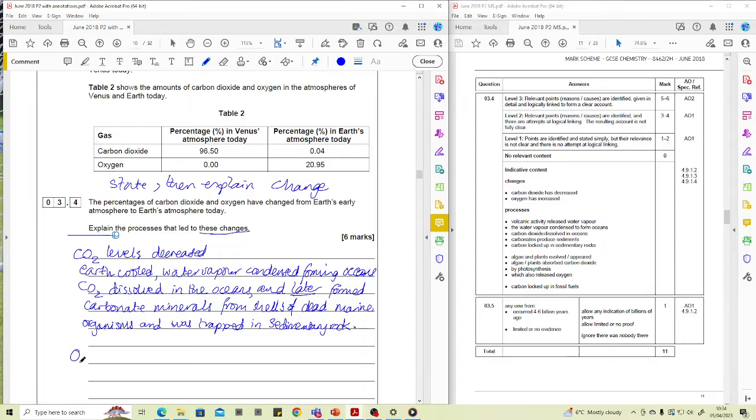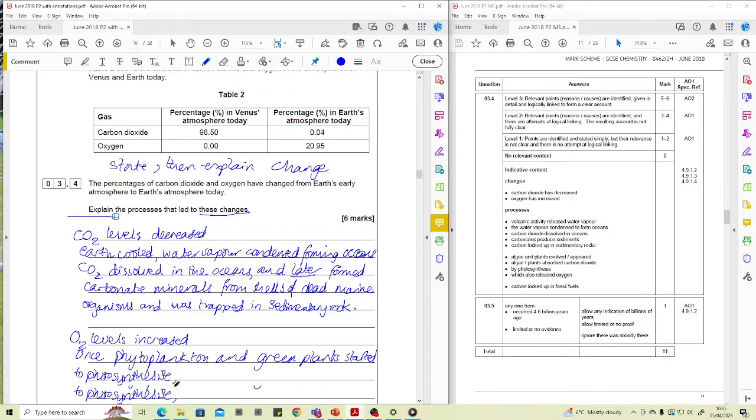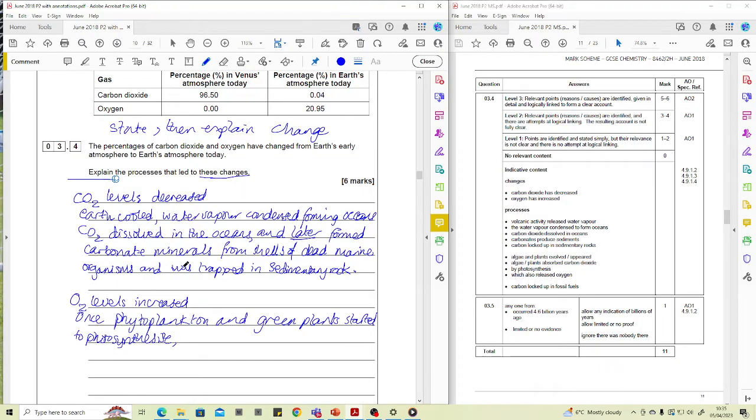Okay, and then oxygen levels increased once phytoplankton and green plants started to photosynthesize. CO2 was absorbed and O2 released.